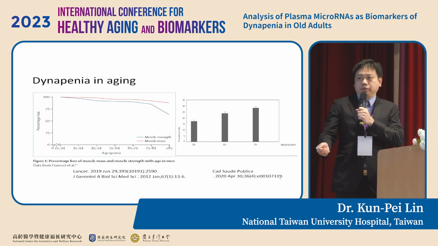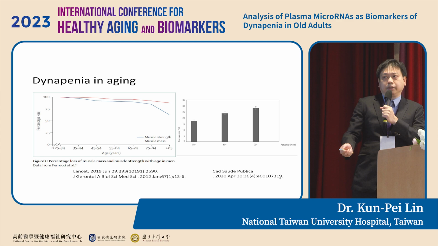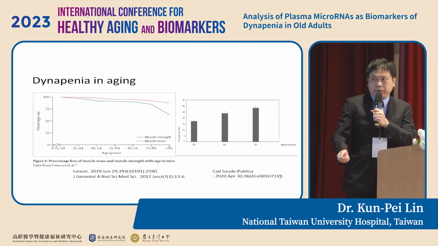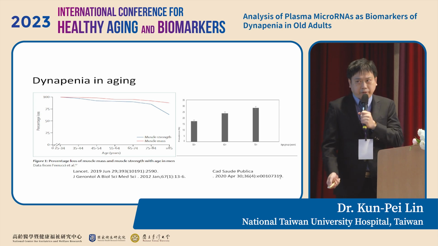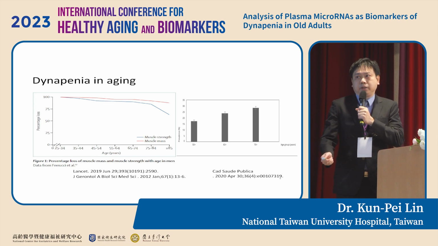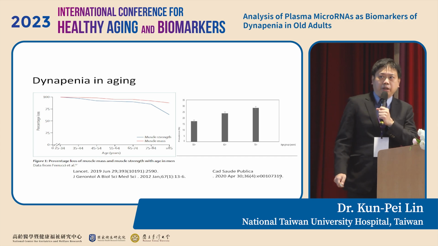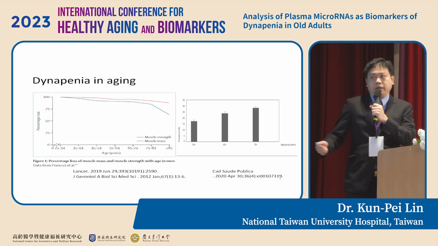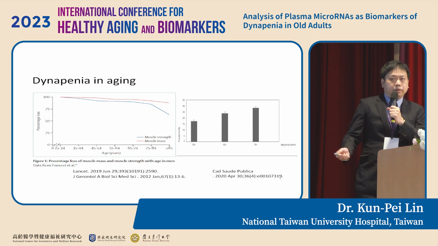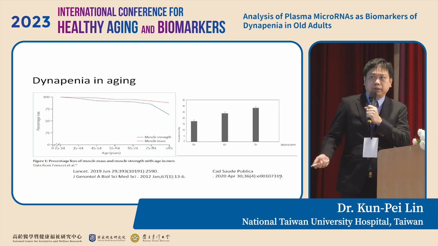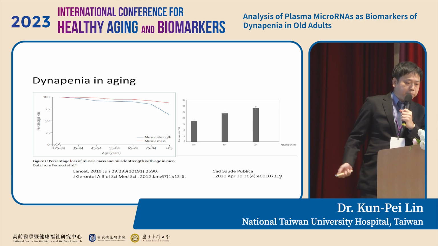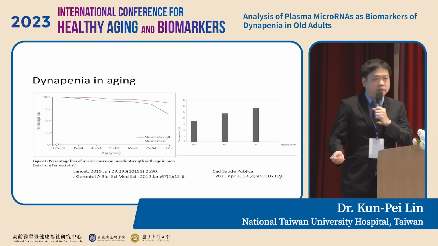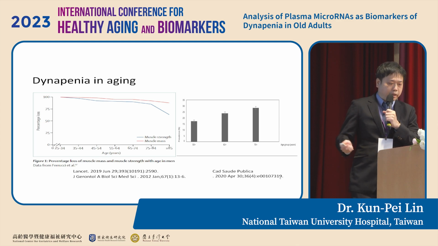The right picture shows data from South America. We can see that in different age groups, the prevalence of Dynapenia is also different. In people in their 50s, the prevalence of Dynapenia is about 17%. When people are older, in their 70s, the Dynapenia prevalence becomes approximately 30%. So this indicates the Dynapenia prevalence is higher in older adults.